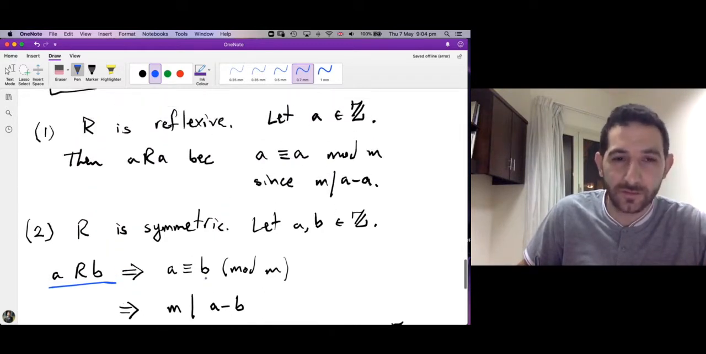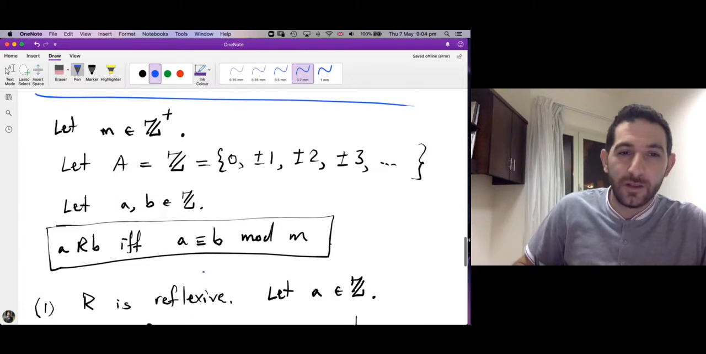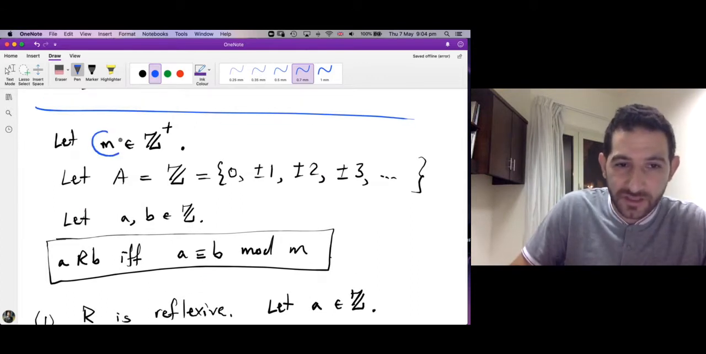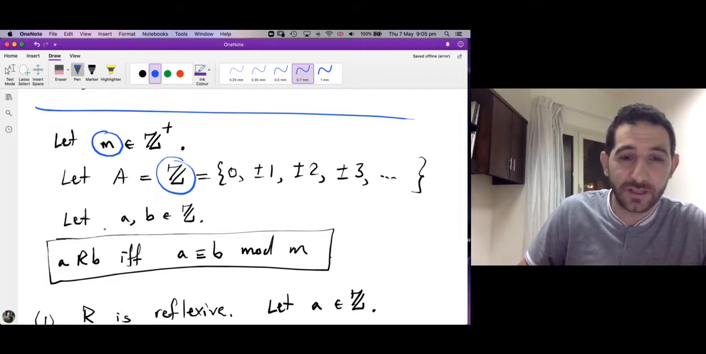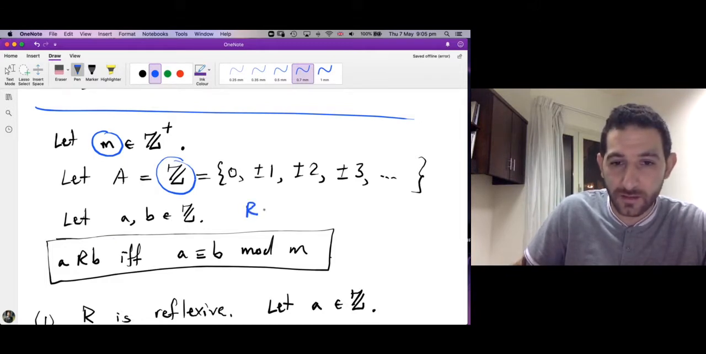Okay, again, what are we doing here? We choose a positive integer m, we look at the set of integers, and we define a relation on A. So notice that here R is a subset of Z cross Z.